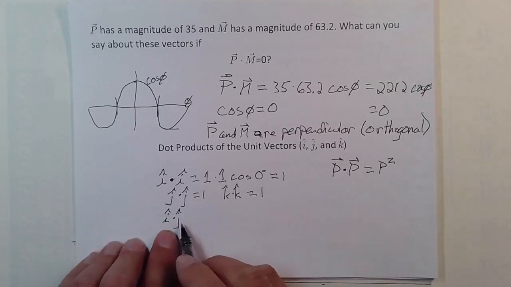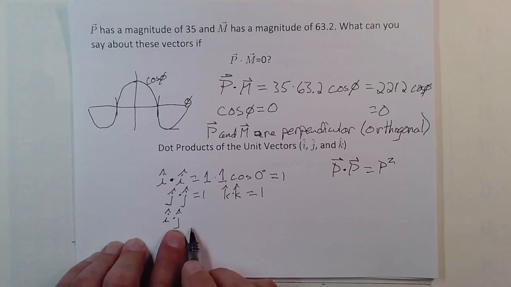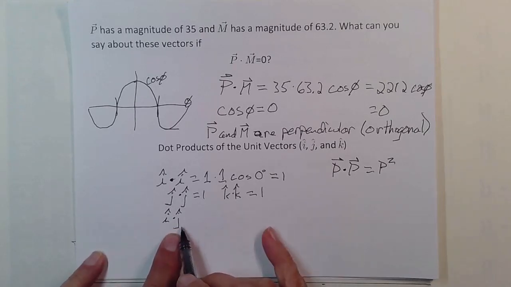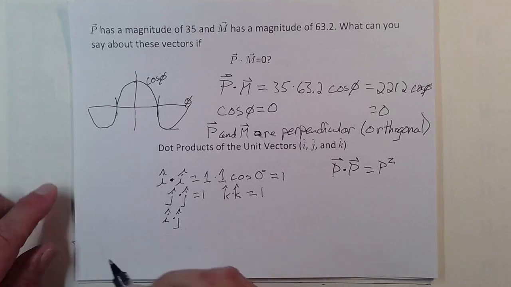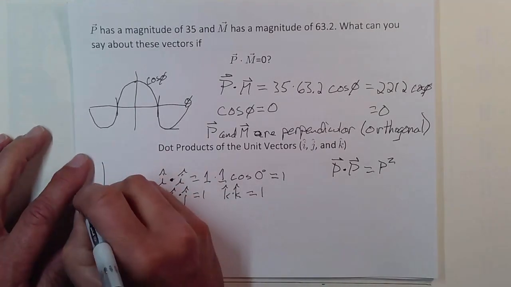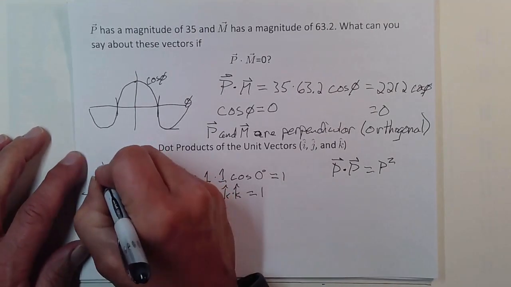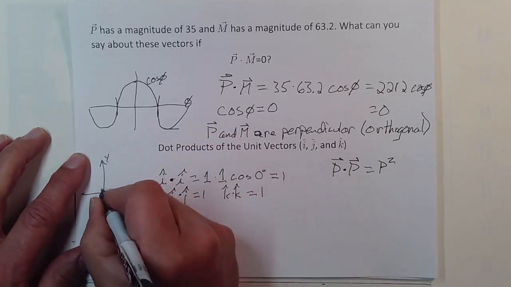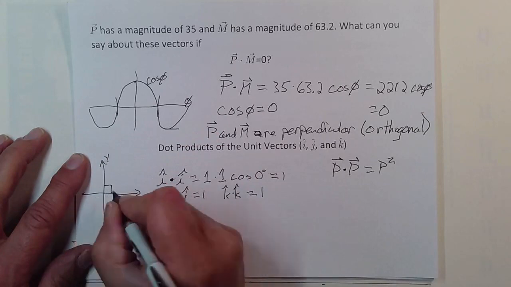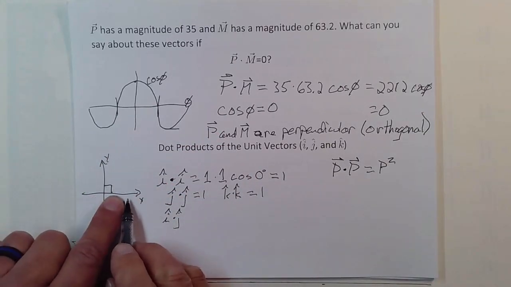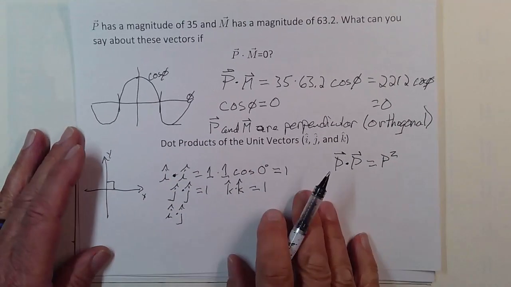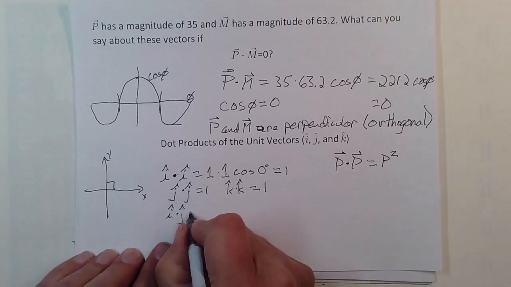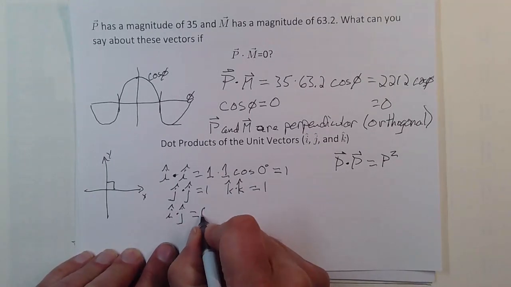Remember, i hat is a unit vector pointing in the positive x direction. J hat is a unit vector pointing in the positive y direction. And so here's the x-axis, here's the y-axis. They happen to be perpendicular. I hat points that way, j hat points that way. They're perpendicular, so i hat dot j hat is 0.